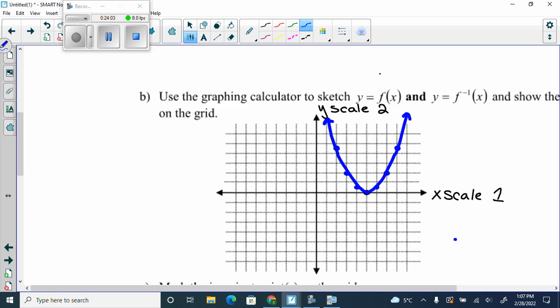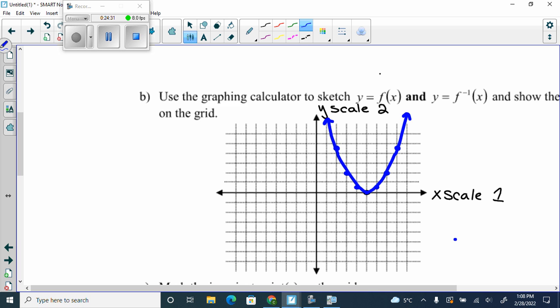Now, if I want to graph an inverse, the only way you actually have to find the equation of an inverse is if it says determine the equation of an inverse. Other than that, I can answer any questions about inverses off of my graph. So let's first talk about this graph before I find the inverse of it.